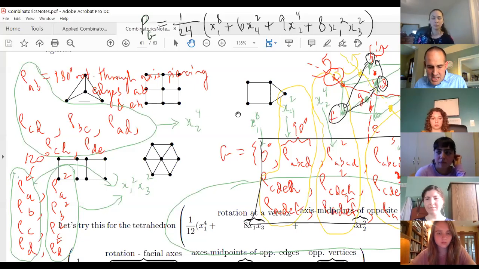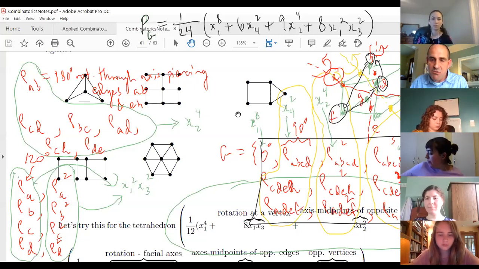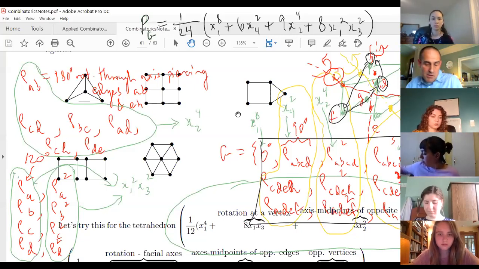And incidentally, I didn't have to look at all of the symmetries of the cube. I could have just restricted myself, for instance, to facial rotations. And I still would be able to say, okay, how many non-equivalent things do I have through facial rotations? And I would still be able to do it. That's a fairly amazing thing.